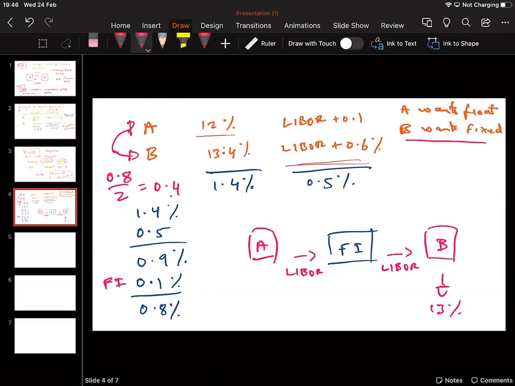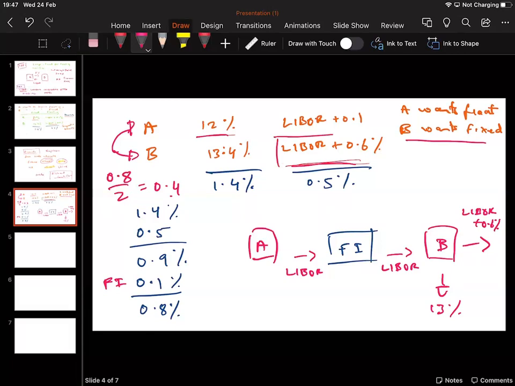We would also say, just following in a very formulaic way the approach here, that in addition to saying the financial institution should receive LIBOR and pay LIBOR, B must pay LIBOR plus the 0.6%.